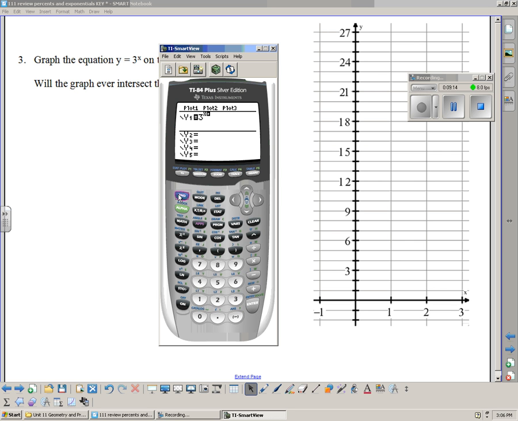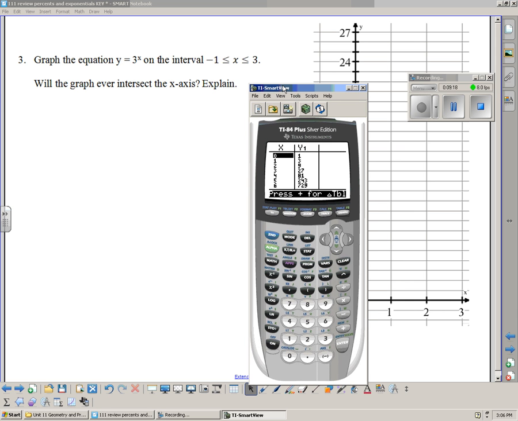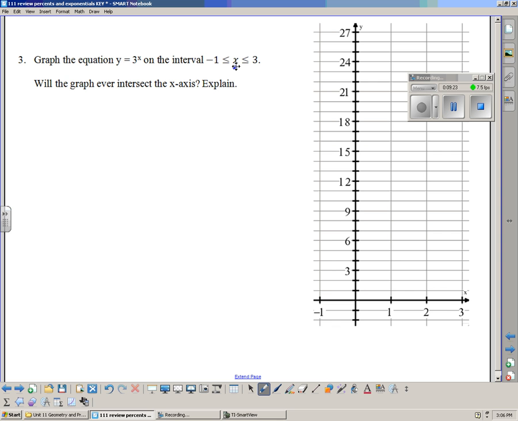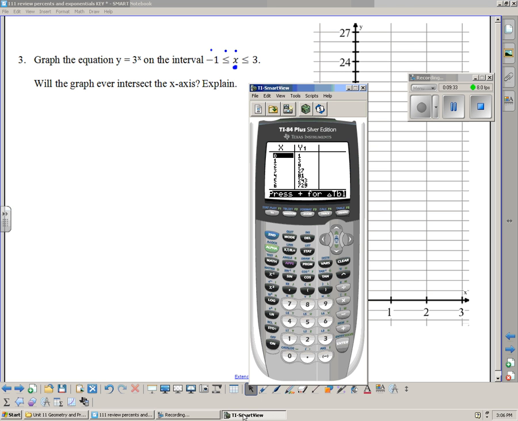So I press second graph. And we want our table to go from, if you take a look, this says x is less than or equal to 3. And if we read this backwards, it says x is greater than or equal to -1. So I want to write my table from -1 to 3. So here's my table, starting at -1 and going up to 3.